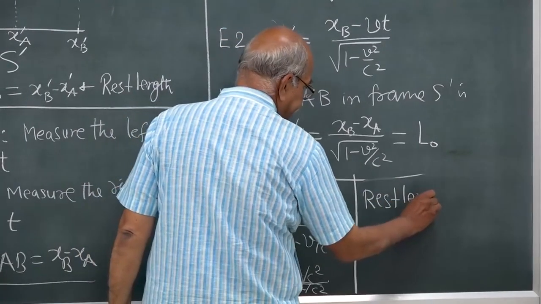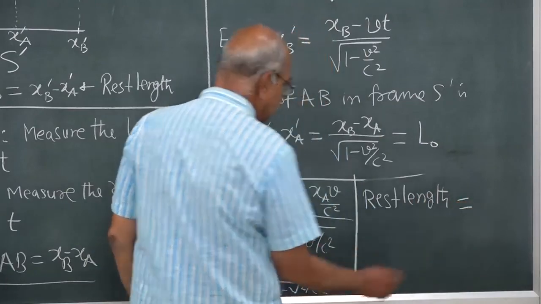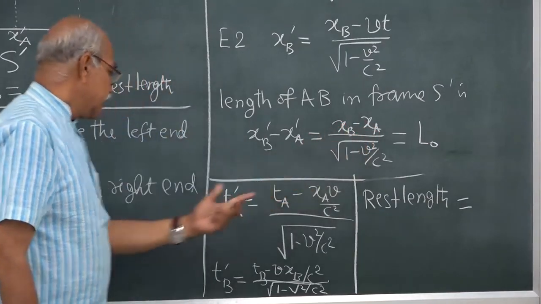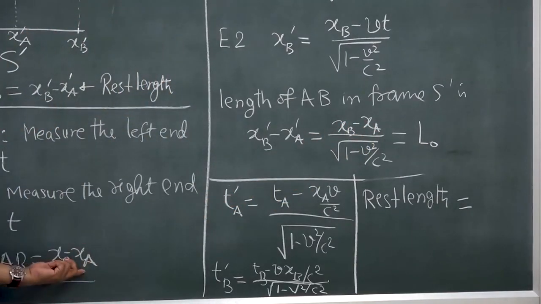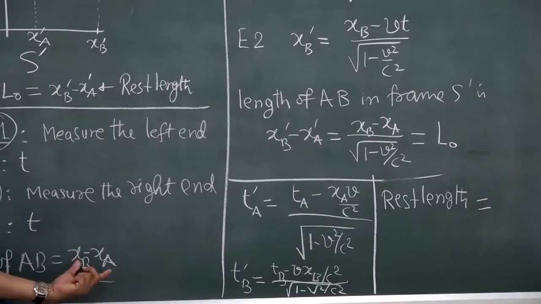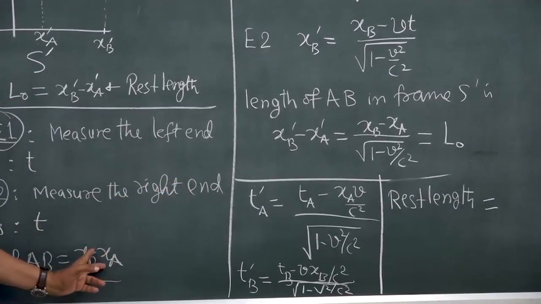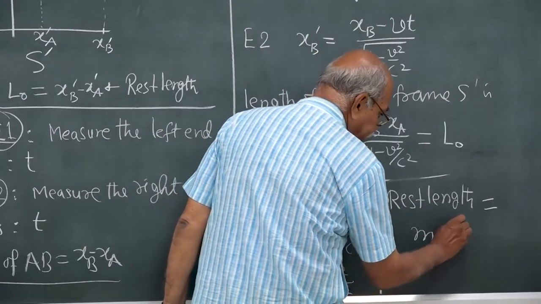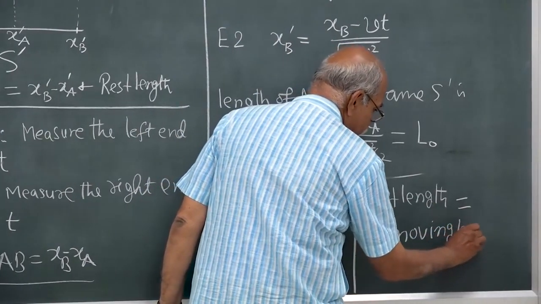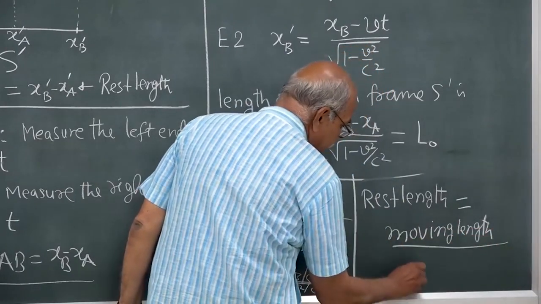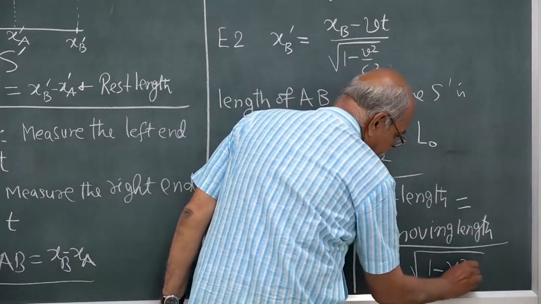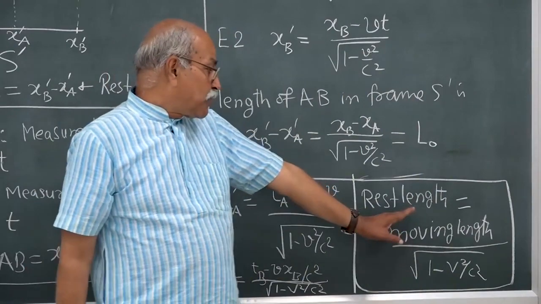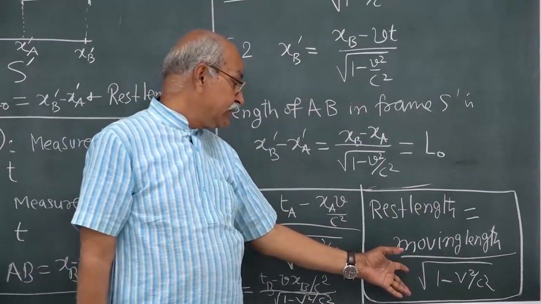So, rest length is equal to, and this is moving length. xb minus xa is the length measured from a frame in which this length was moving. So, this is moving length. So, rest length is equal to moving length divided by square root of 1 minus v square by c square. Look at this properly, we will be using this again and again.